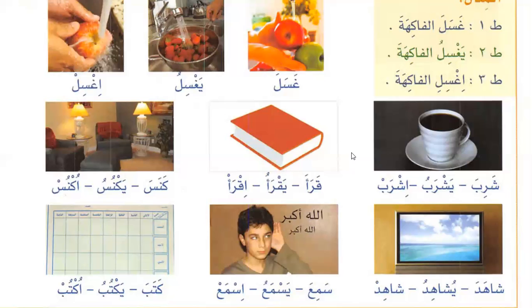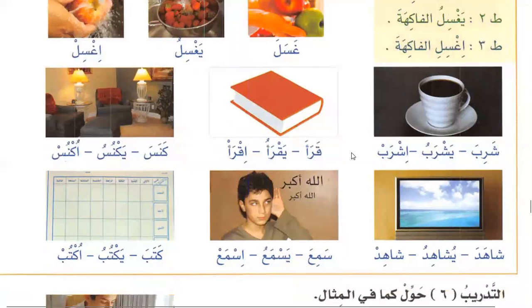Kataba. قد كتب الجدول الدراسي. He wrote the school timetable. Correct. يكتب الجدول الدراسي. He writes the timetable. اكتب الجدول الدراسي. Write the timetable.